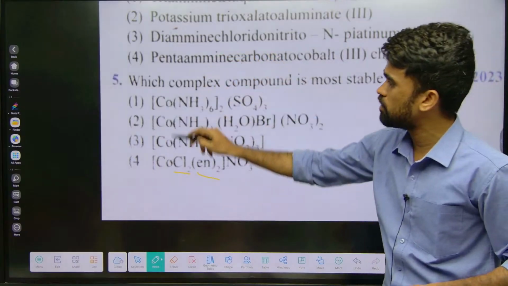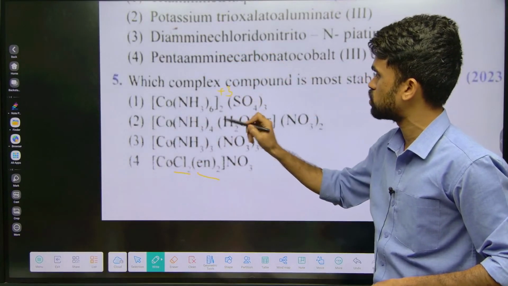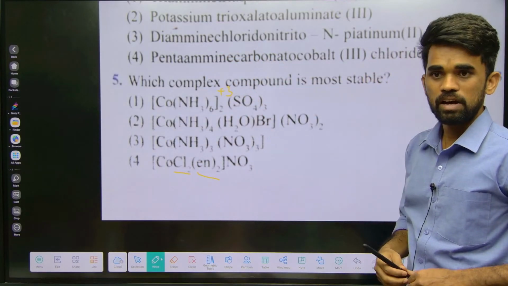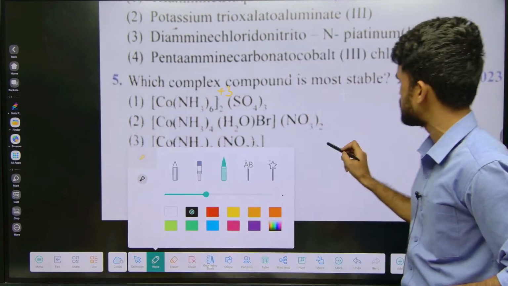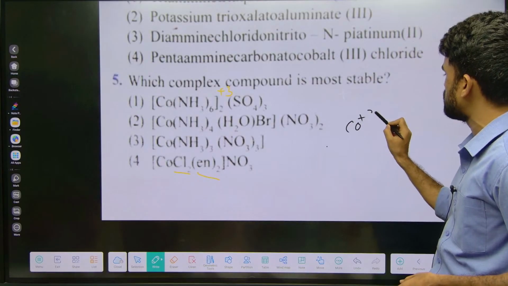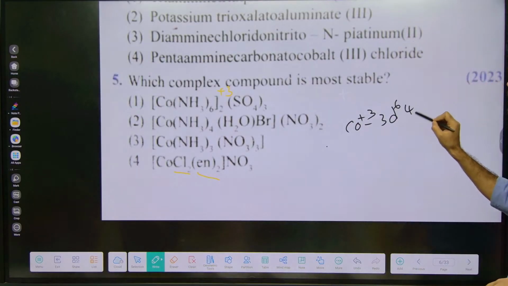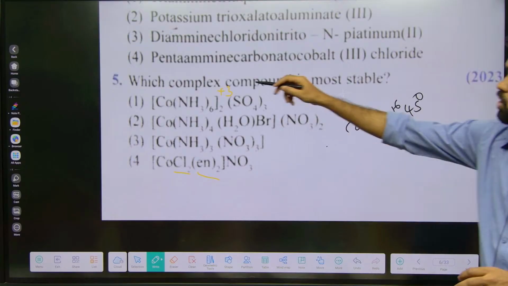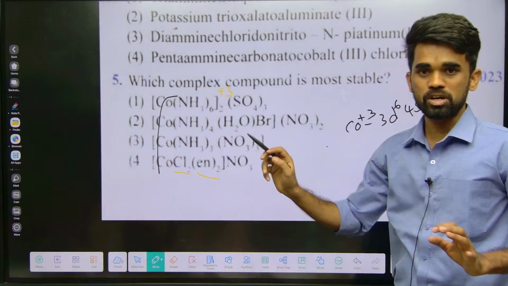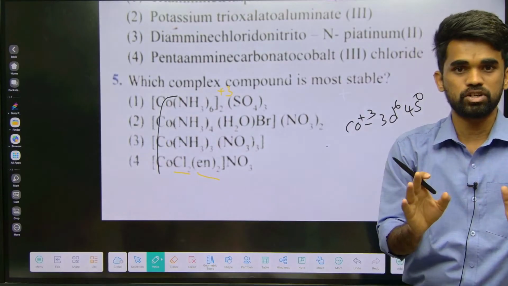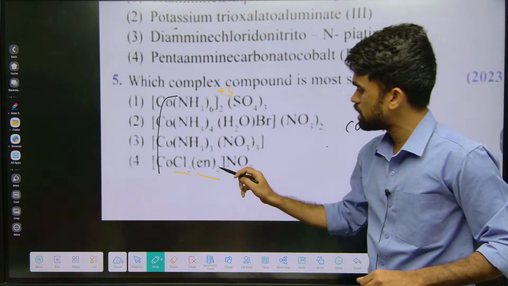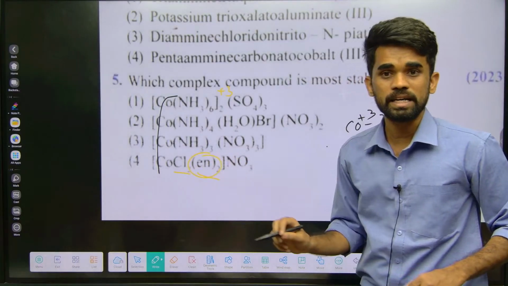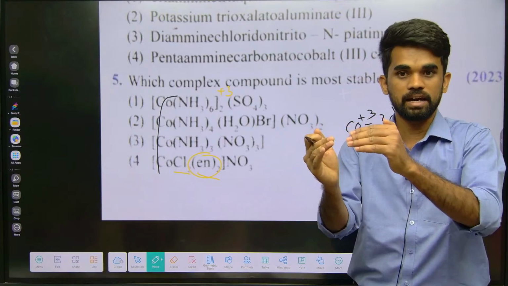If you observe, all of them are in the +3 oxidation state only. Check once. All of them are in what oxidation state? +3. If it is +3, cobalt +3 means 3d6 4s0. So the metals are in the same oxidation state, which means we cannot answer with respect to the metal. Now you need to look at the ligands. This is en now. en means ethylenediamine. It's a chelating ligand.